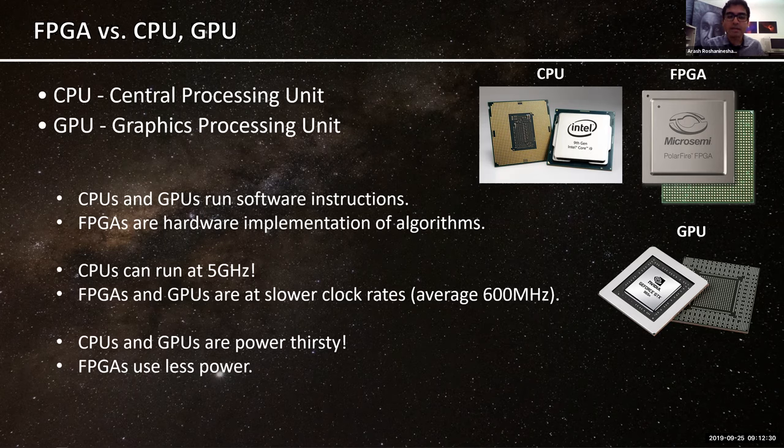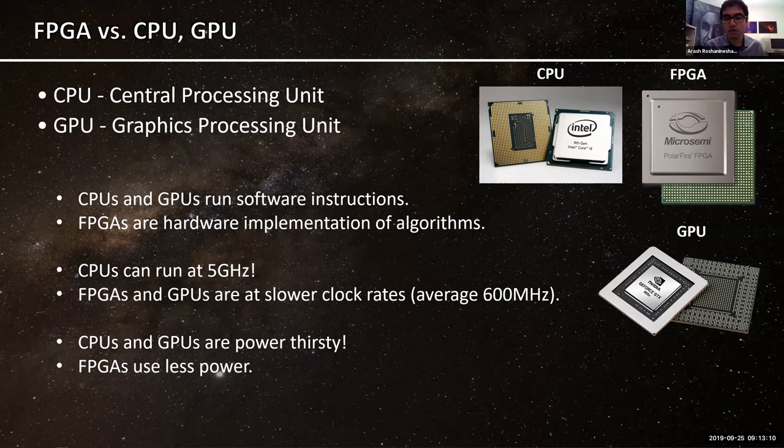CPUs can run very fast. The new Core i9 CPUs can go all the way up to 5 gigahertz. But FPGAs and GPUs operate at a slower clock rate. They can go higher, but on average, they are about 600 megahertz. So why are they fast? Because they have many data pipelines. They can run several instruction sets at the same time. This is why they are really fast. They are used for accelerated applications. The interesting thing about FPGAs is that they are more power efficient than CPUs and GPUs.